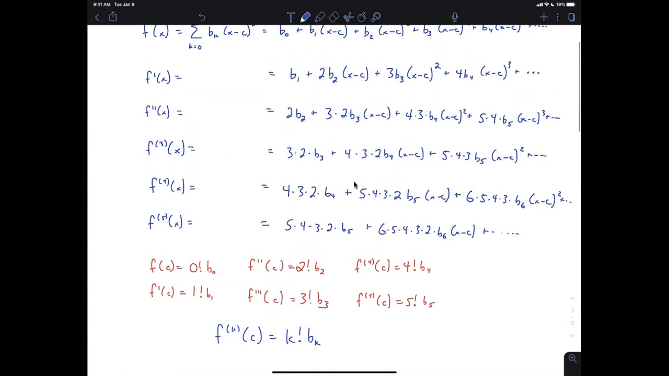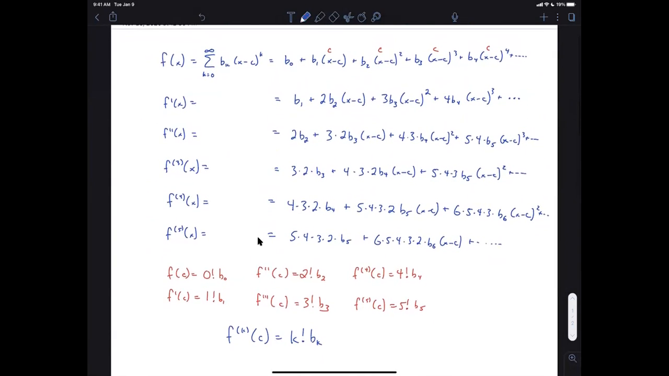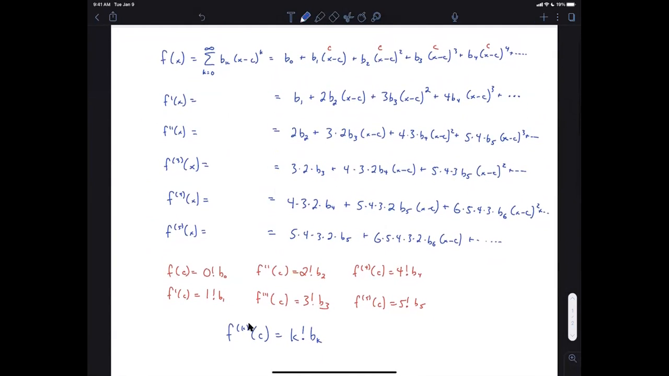Now, any questions, first of all, on how we're getting that result by doing this? Does everybody follow what we're doing here?